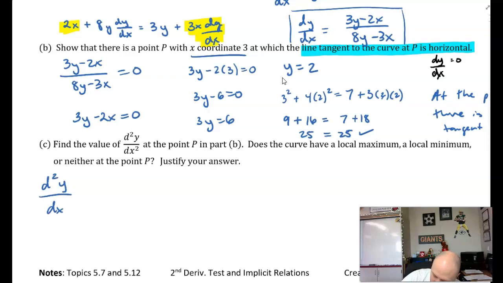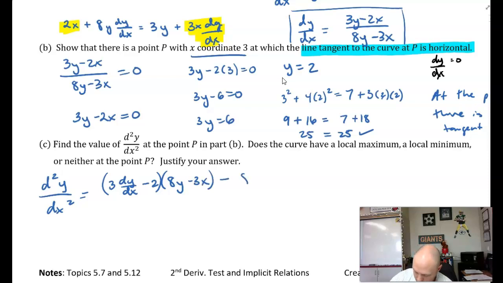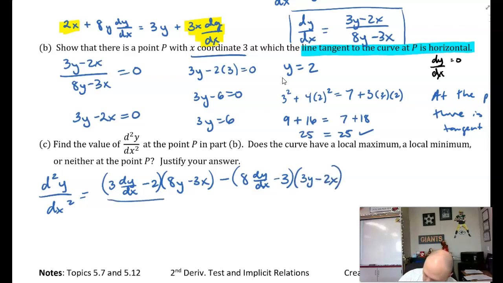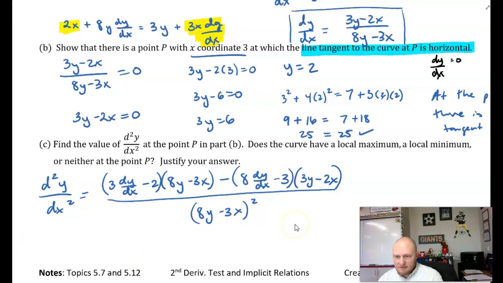Second derivative of y with respect to x squared. The derivative of the top, we have 3 dy/dx minus 2, times the denominator, 8y minus 3x, minus the derivative of the bottom, which is 8 dy/dx minus 3, times the numerator, which is 3y minus 2x, all over the denominator squared, so (8y minus 3x) quantity squared. All right, so I have the second derivative.